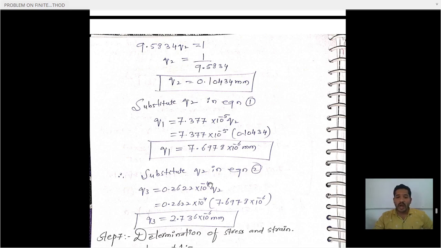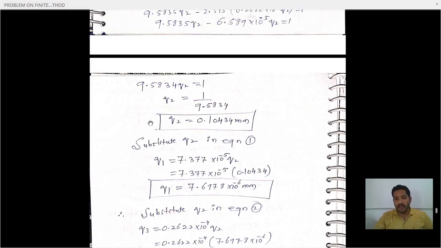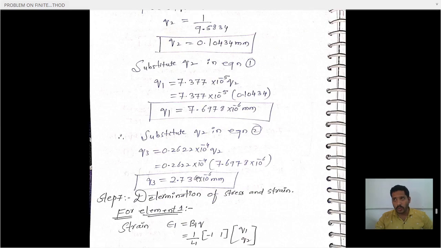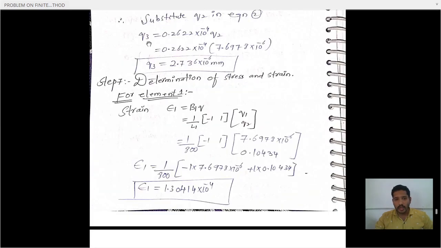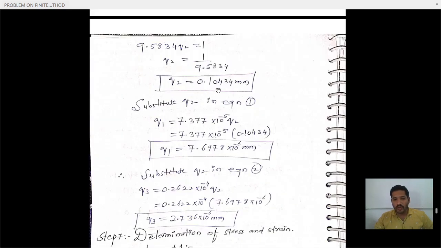So after getting the Q1 and Q2 values, we need to substitute in the equation, then we will get the value of Q3. Q3 we already know very well here, equation 3. We need to substitute the Q1 and Q2 values. Then Q3 is equal to 0.2622 into 10 power of minus 4 Q2. So what is the value of Q2 here? Just now we got the value 0.10434.